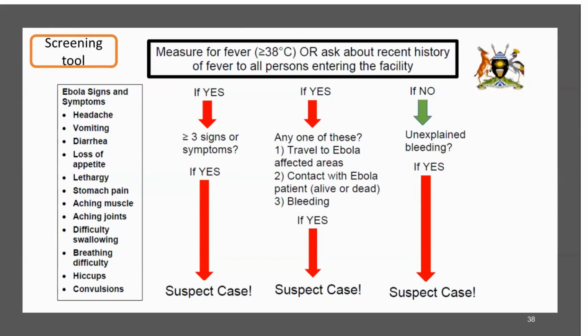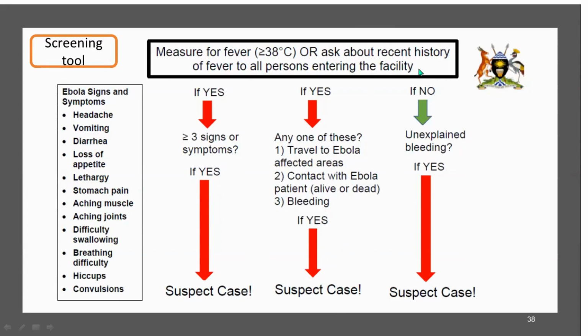The same applies when that person says he had contact with Ebola patients, whether alive or dead, a corpse. That again becomes a very important suspected case for Ebola. Just having fever and contact with a relative who has died, for example, and they know it was Ebola. Also with bleeding: if you have that high grade fever and then bleeding, then that's a suspected case.